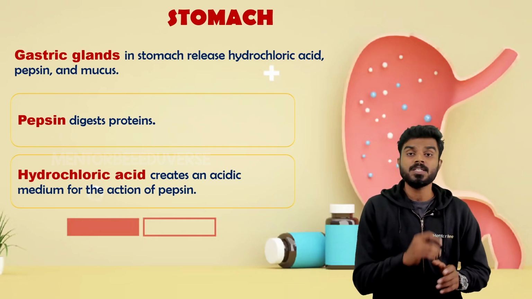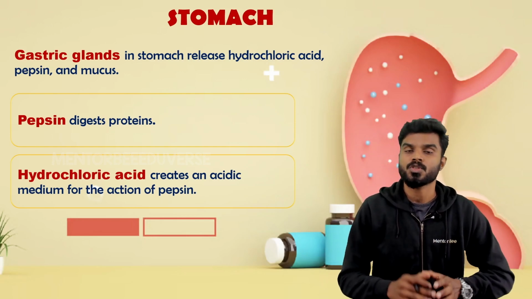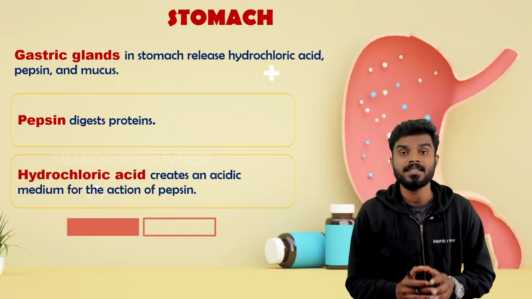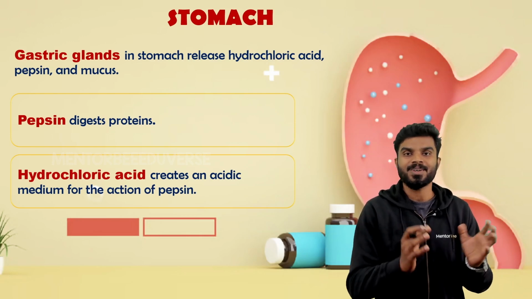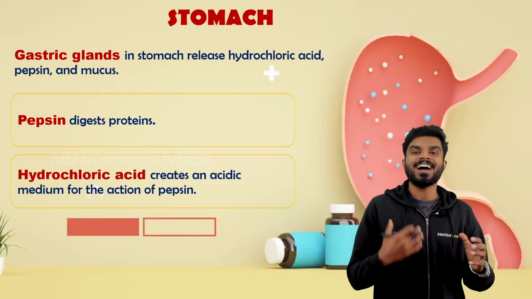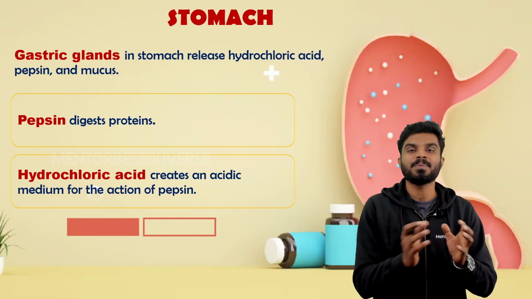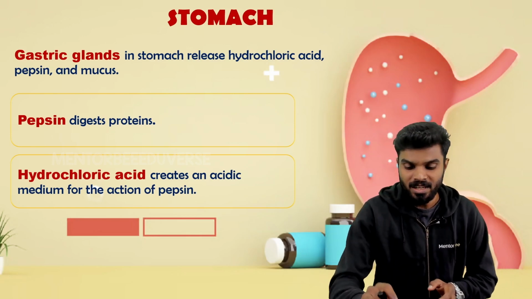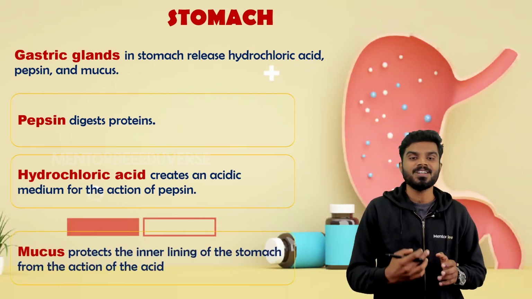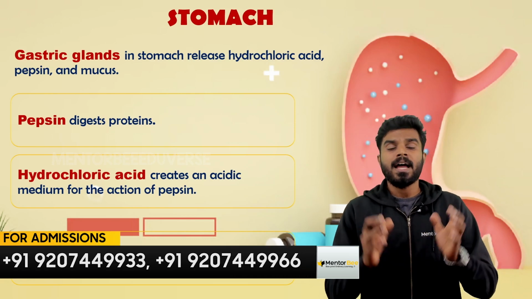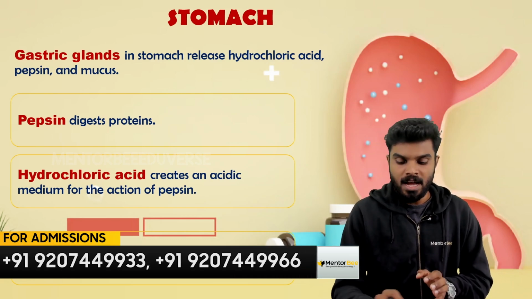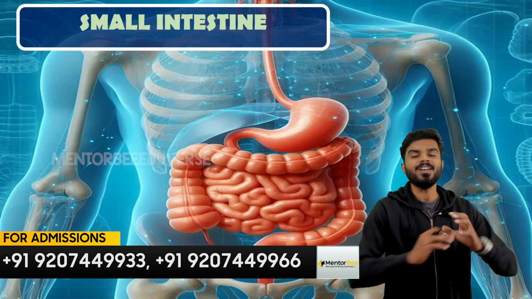And do you know that hydrochloric acid is a very strong acid? It is so strong that it has the ability to burn our stomach itself. So the mucus saves the inner walls of our stomach from the burning effect of hydrochloric acid. After these processes in the stomach, our food reaches the small intestine.